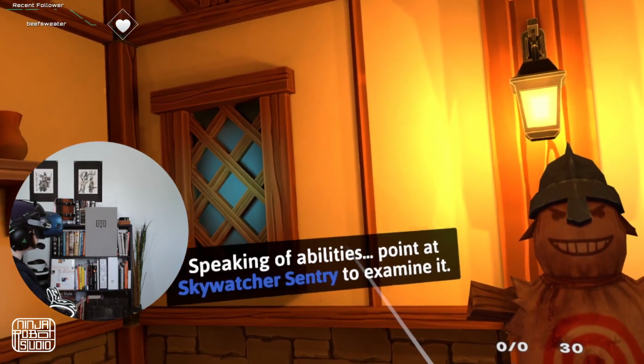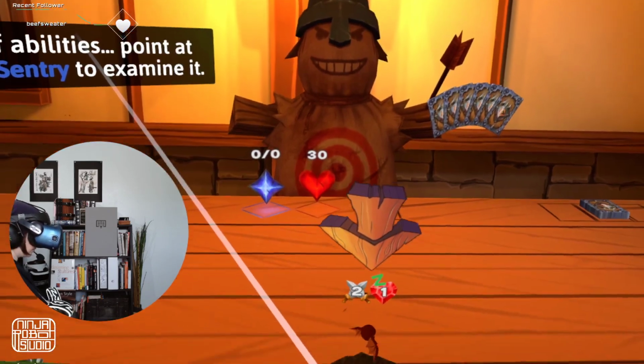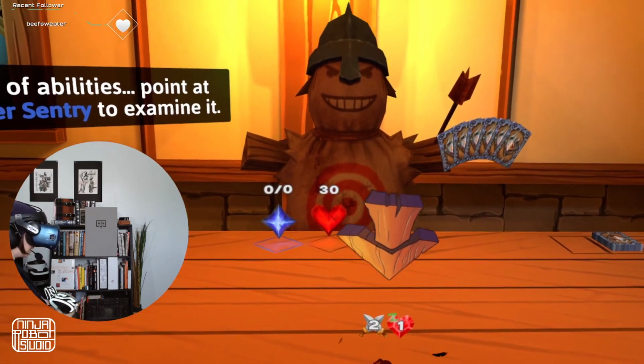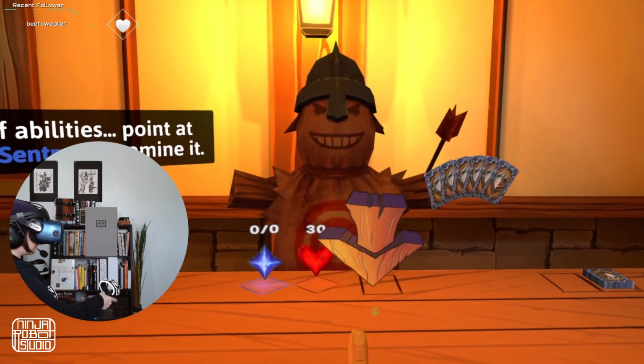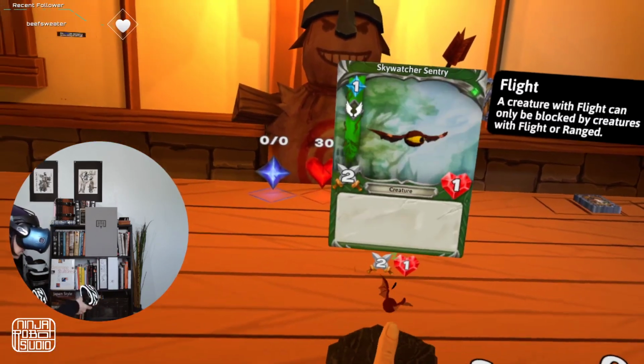Speaking of abilities, point at Skywatcher Sentry to examine it. So you'll see that it's got some Z's coming out of it. I guess that means it's exhausted and it can't play this turn.